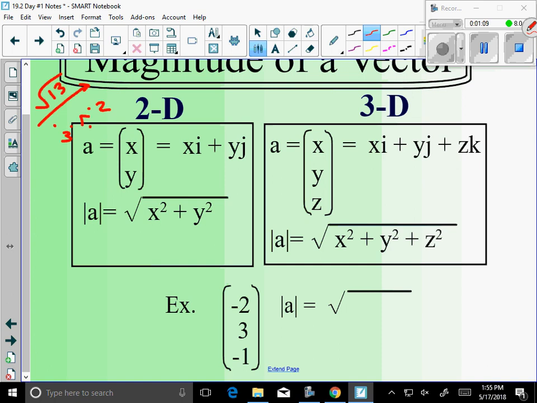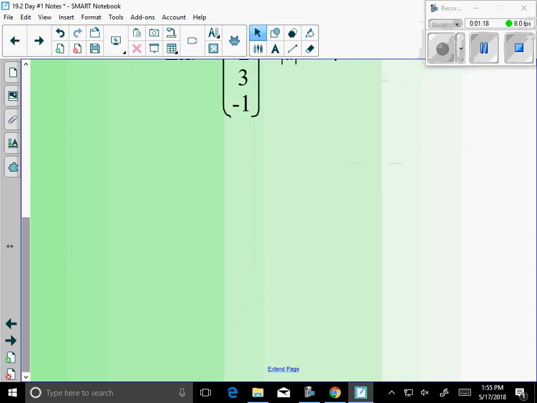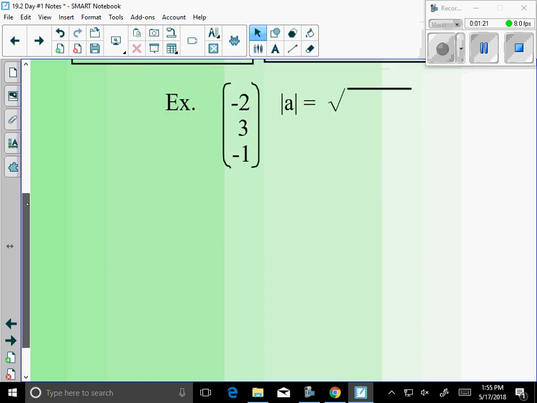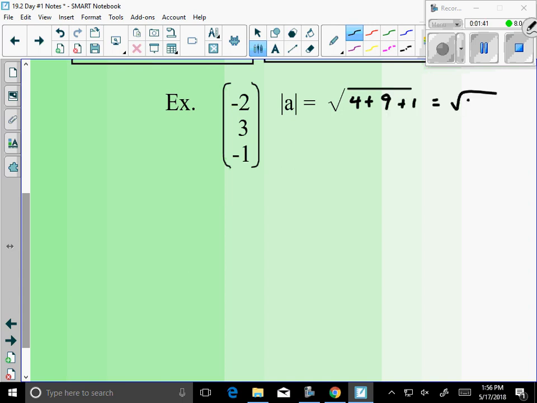Okay, when we get to 3 dimensions, we do the same thing, except now with 3 dimensions. Now I'm going to try to help you visualize that using this vector down here. This is a 3-dimensional vector where we've got movement left 2, up 3, and what I would consider like away from you 1 unit. So just using Pythagorean theorem in the 3-dimensional sense, -2 squared is 4, 3 squared is 9, -1 squared is 1. So it looks like I get a square root of 14.